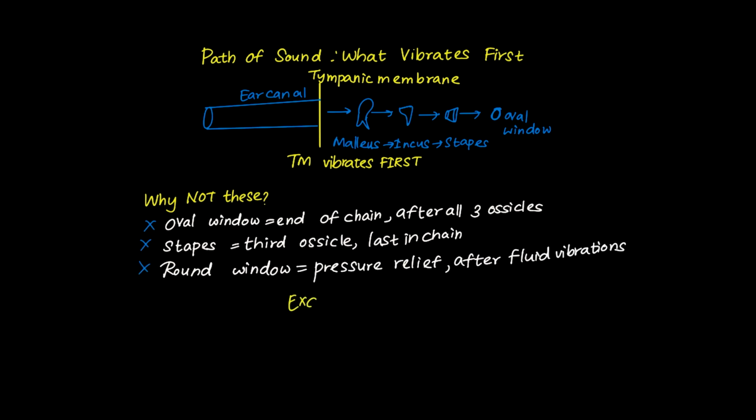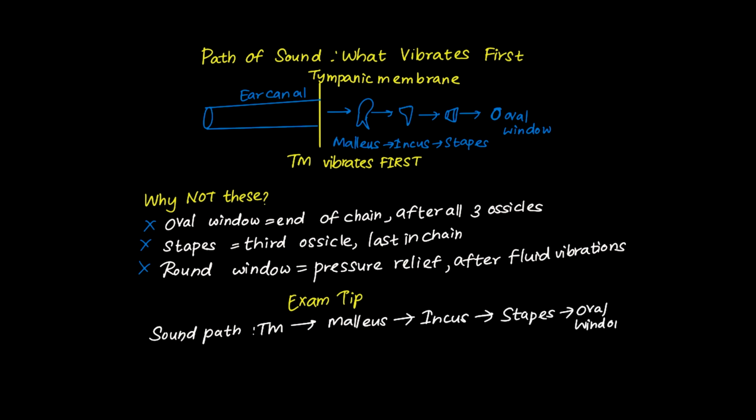Here's a WGU D312 OA exam tip for you. The sound path goes eardrum first, then malleus, incus, stapes, oval window. The tympanic membrane is always the first thing to vibrate. Quick hook, think TM-MIS-O. Tympanic membrane, malleus, incus, stapes, oval window.